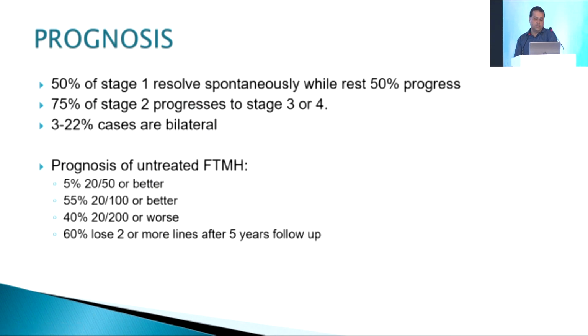In surgery, for stage 1 holes, 50% of the cases will spontaneously close, and 50% will progress to the advanced stages. In stage 2, 75% will progress to 3 and 4, and in stage 3, in 22% of the cases, they are bilateral. Usually, the macular hole surgery results are quite good. In 95% of the cases, we get 20/50 or better vision. In 55%, it's 20/100 or better.